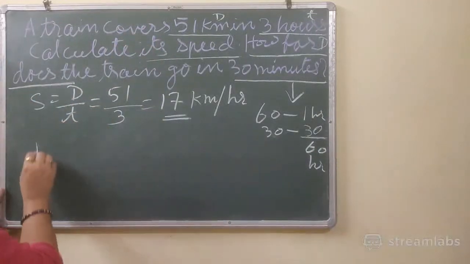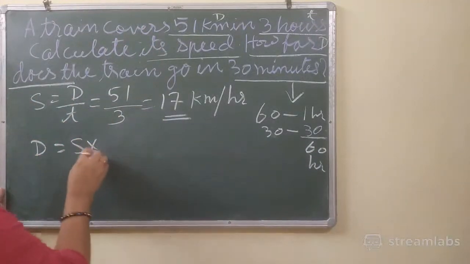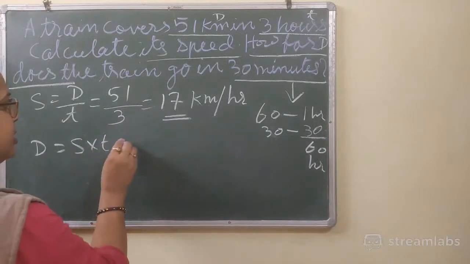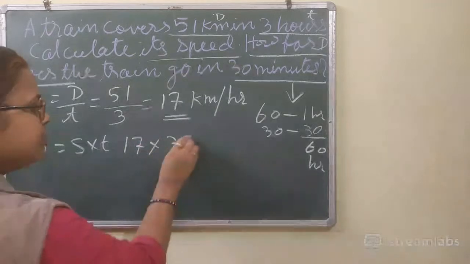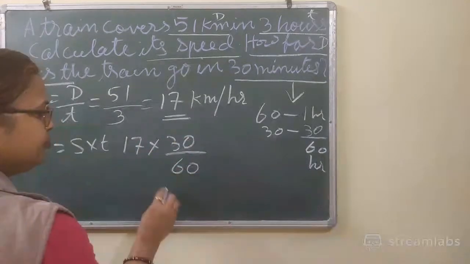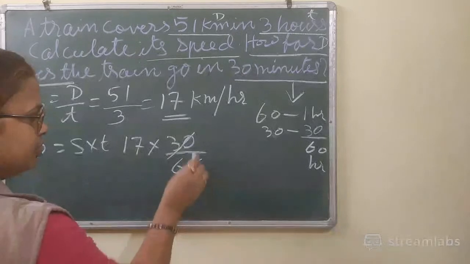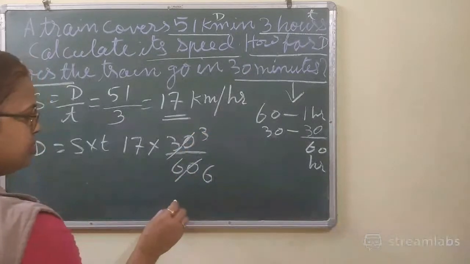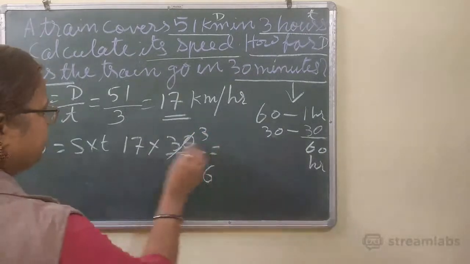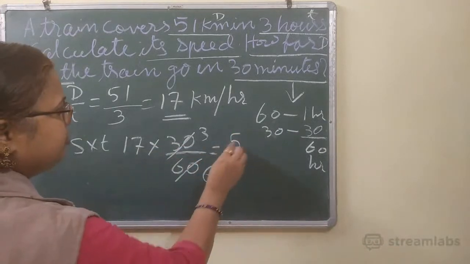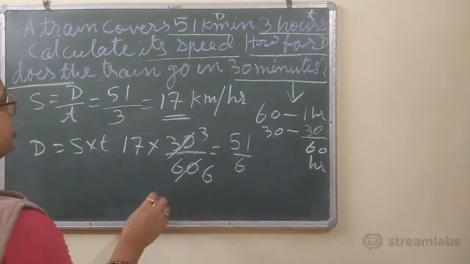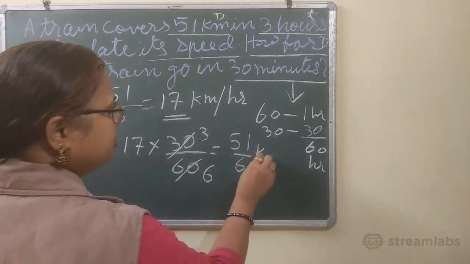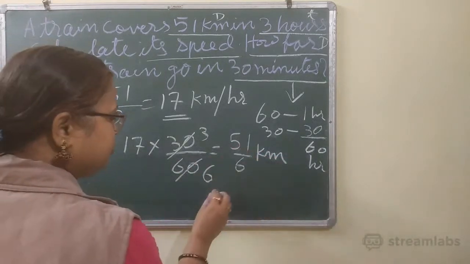So for finding the distance, speed into time. What is the speed here? Speed is here 17. What is time here? 30 by 60. So how many times? 10, 3, 10, 6. So we have 51 by 6. Okay, 51 by 6. Distance is here, so kilometer. So 51 by 6 means what?